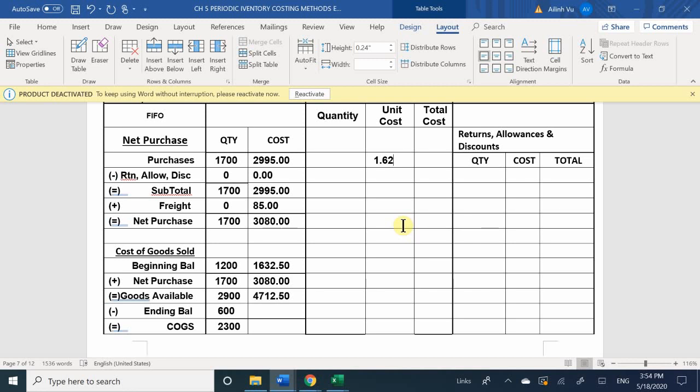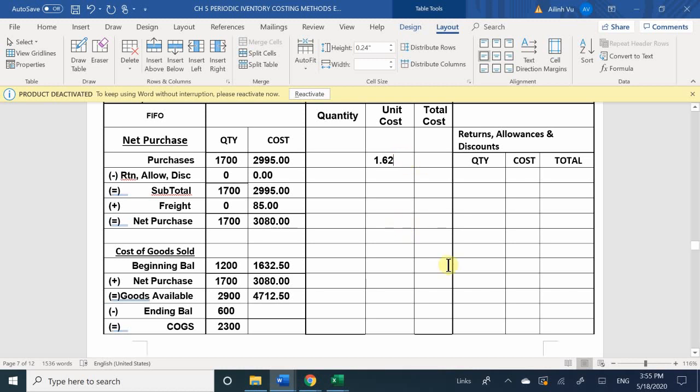Okay, so hold on. Before you do anything, what number did you use? What number did you use to calculate that number? How did you get $1.62? Oh, I got the, let's see, 3,080 plus 1,632. Don't forget the total. The total cost was $4,712.50. Mm-hmm. I divided that by 2,900 and got $1.62.